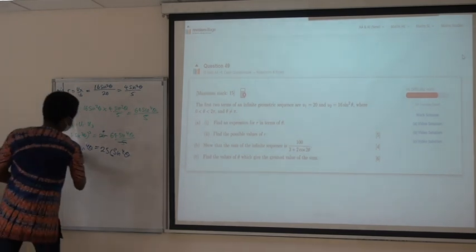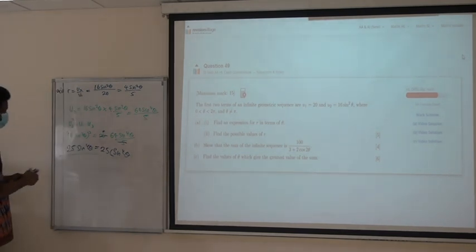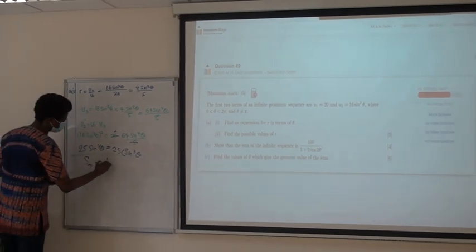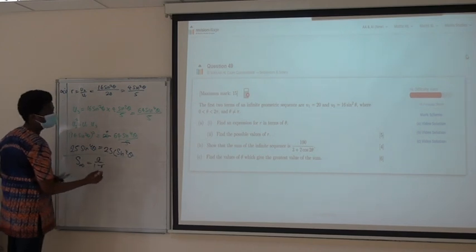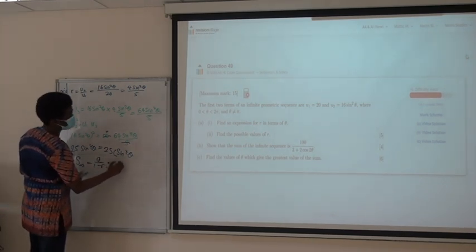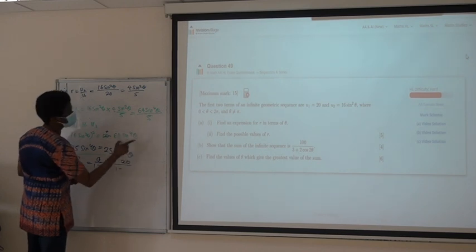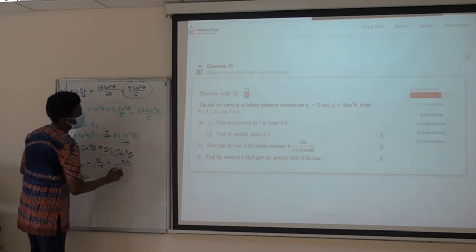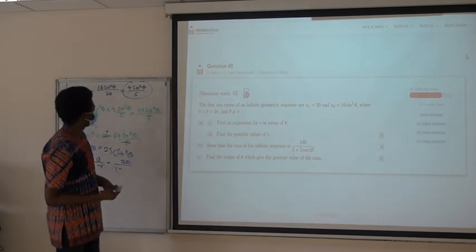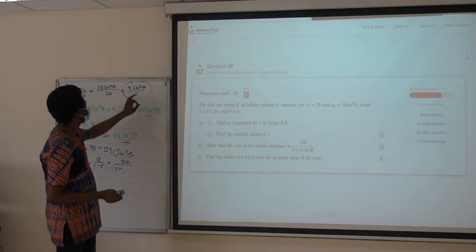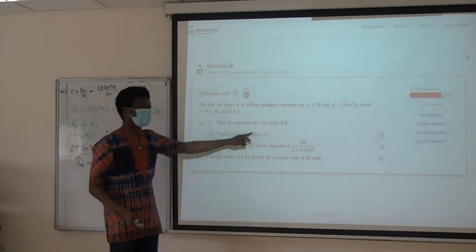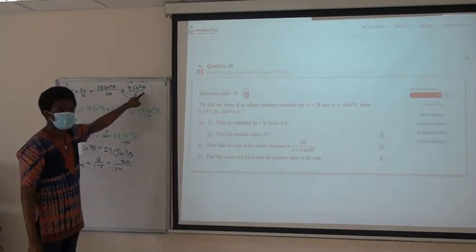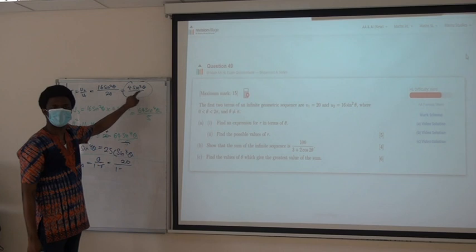Okay. So for the last part, which is that B part, we want to show that sum to infinity, right? So we know sum to infinity is simply A over 1 minus R, right? A is 20. 1 minus the R that we know. I don't know about this possible values thing. And even if you have possible values of R, then this is the one that could give us sum to infinity. Because here, can anybody tell me why?